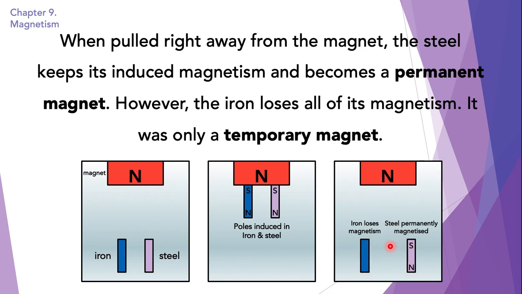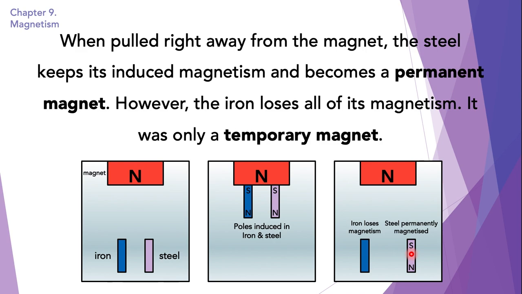So this depends on the material. What material is a temporary magnet and which one is a permanent magnet? Steel is a permanent magnet, so when it is placed in a magnetic field, it becomes magnetized and it is permanent, so it is hard to get that magnetism away from the steel. Whereas iron was not very magnetic, so when it was placed in a magnetic field, it was only a temporary magnet. When we took it out, it went back to its normal state.